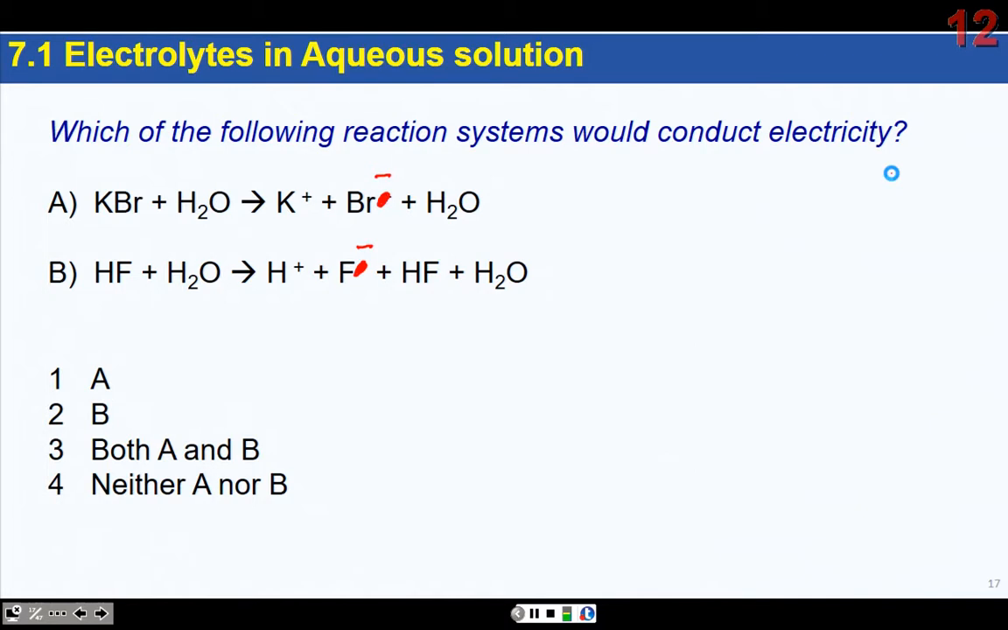And the second example is hydrogen fluoride. We'll name that later, but it's a cousin to HCl. When you put it in water, you get some hydrogen ions and fluoride ions, but you also have still some HF and still some water. So which ones would conduct electricity? Well, you have to have mobile charged particles in order for electricity to be conducted. And each of these has some ions present. So it would be both A and B. It turns out that B is a weaker electrolyte, but at least there are some ions. We're not going to qualify which one is which in this particular case.